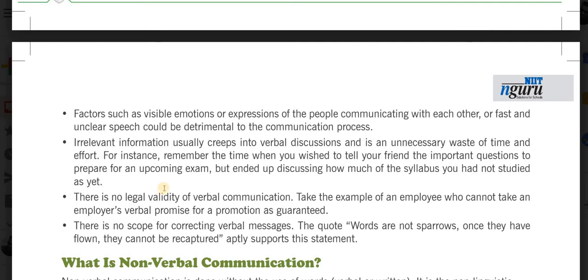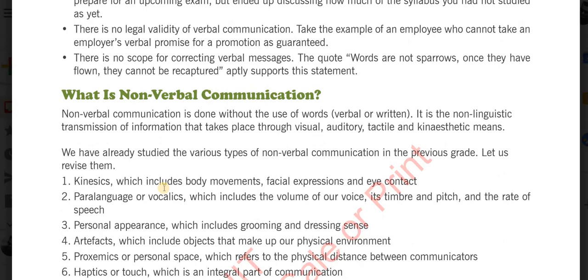Our next topic is what is non-verbal communication. We have talked about verbal communication so far. Now it is non-verbal communication that we need to know. Non-verbal communication is done without the use of words, verbal or written. It is a non-linguistic transmission of information that takes place through visual, auditory, tactile and kinesthetic means.